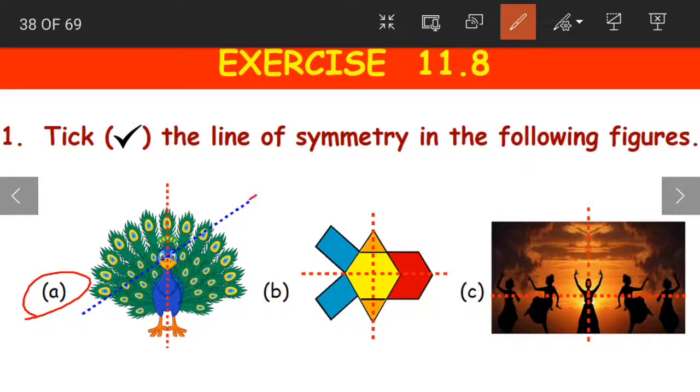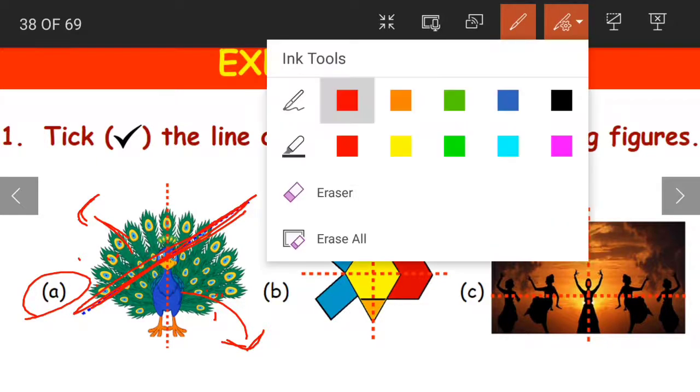Coming to the first one, that is the figure of a peacock. If you look at the blue line here, children, see, this is half 1 and this is half 2. Now are these both halves exactly the same? Are these identical? Are these the mirror halves? No. See, they are not the same. Both the halves should be exactly the same for the line to be a line of symmetry. But here both the halves are not the same. So this is not our line of symmetry.